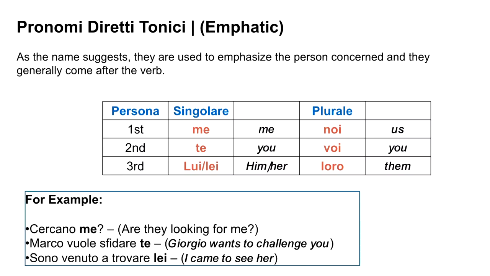You see that I'm sorry, I'm exaggerating, right? But I'm exaggerating to show the emphasis. Marco vuole sfidare te. Oh, this is a typo. This says Giorgio. Okay, sorry. Marco doesn't translate into Giorgio in English. So anyway, Marco or Giorgio wants to challenge you. So the emphasis is on the pronoun you. Okay. Another example. Sono venuto a trovare lei. Okay. I came to see her.